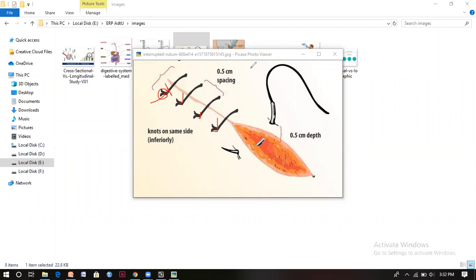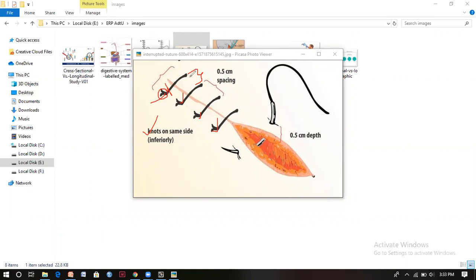And then, interrupted suture is the easiest suture to make. Even when suturing patients, these are the best ones to give because they are the easiest. The thing to keep in mind is the gapping between two sutures should be equal. Here, 0.5 centimeter spacing is given. The gapping should be equal so that the suture is perfect. The knots should also be on the same side, not on different sides, because the consistency and continuity of the sutures will be maintained that way.